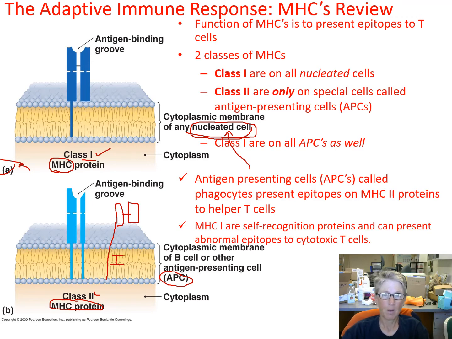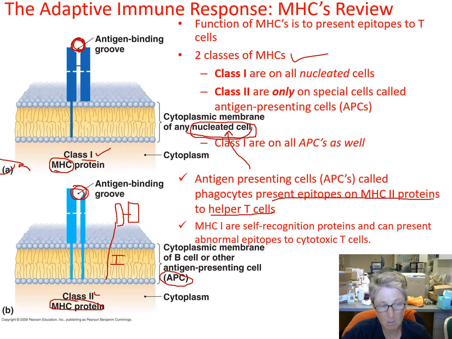So the function of MHC proteins is to present epitopes to T cells. So T cells and their T cell receptors will recognize epitopes / antigens that are presented to them in this antigen binding groove of the class 1 or the class 2 MHC protein. Okay, so we just talked about this, the classes of MHCs. Antigen presenting cells can be B cells or phagocytes. They present epitopes on MHC2 proteins to helper T cells.